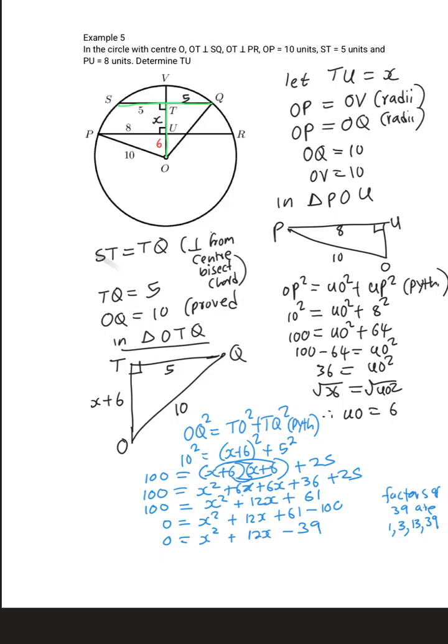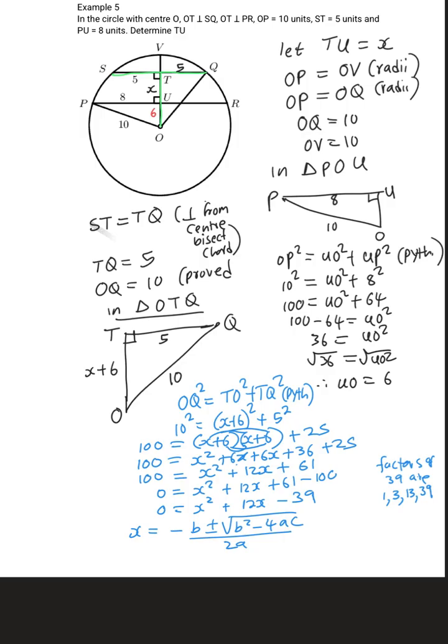So if we use the quadratic formula, then we have x is equal to minus b plus or minus the square root of b squared minus 4ac, over 2a. Then we can just substitute here.